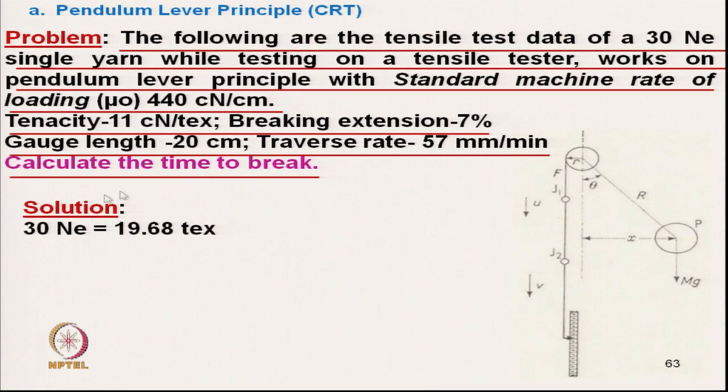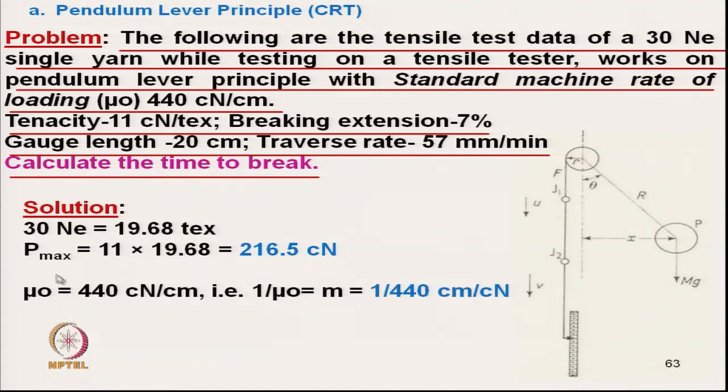Now, 30 Ne is given, and here the tenacity is given in centinewton per tex. So, we must convert this 30 Ne to tex. So, 590.5 divided by 30 comes out to be 19.68 tex. And the maximum breaking load? What is the maximum breaking load? The 100 is the tenacity. If we multiply with the tex, we get 216.5 centinewton. This is the breaking load P max.